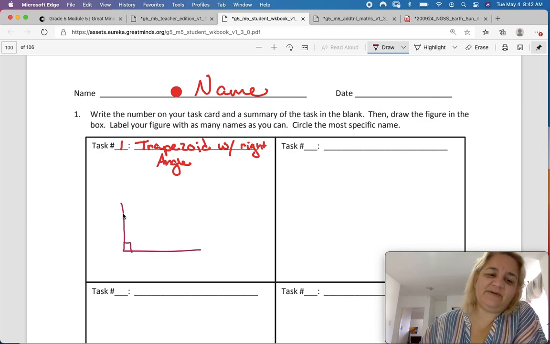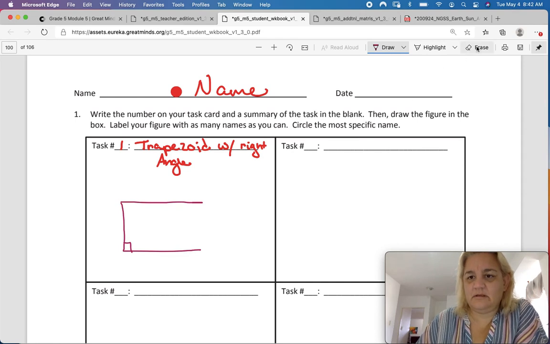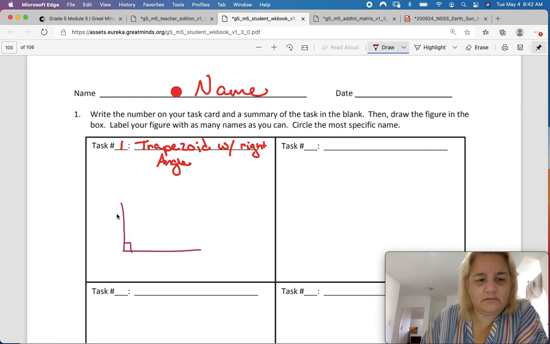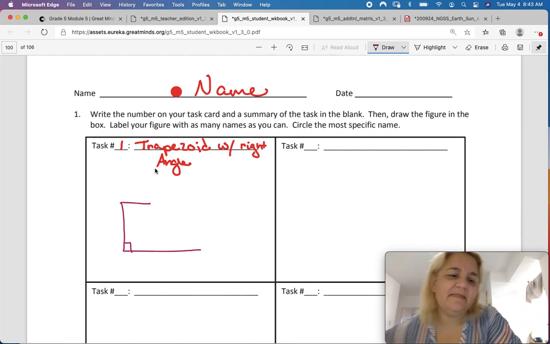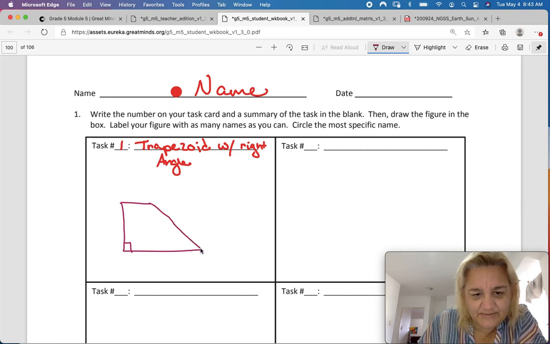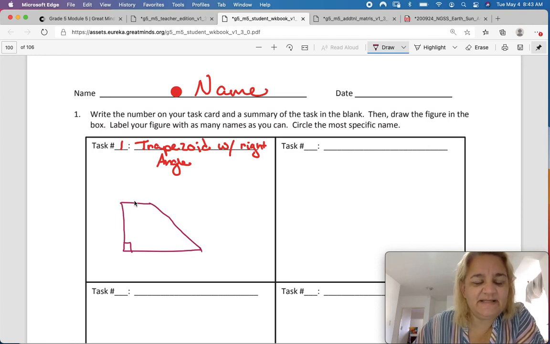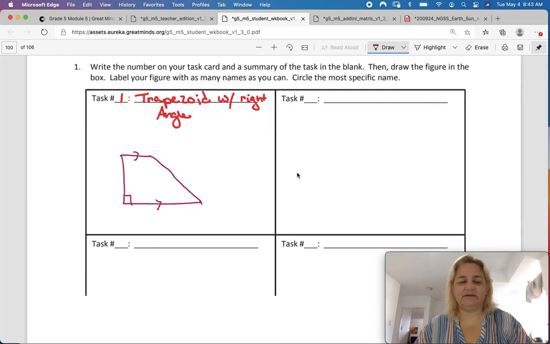Okay, but a trapezoid has at least one set of parallel lines. So I'm going to make this my parallel line right here. Okay, there's a parallel line. And then my fourth line, I can be creative with it. Please use your ruler so you have some nice angles here. Here I have a nice obtuse angle and a nice acute angle. But this is a trapezoid because it has at least one set of parallel lines, and it has a right angle. So let's go look and see what task number 2 is.